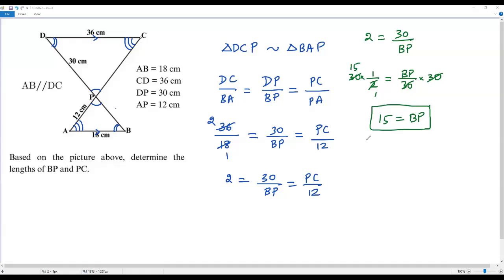So the length of BP is 15 centimeters. Okay, now to get the length of PC, we can equate the first quantity and the third quantity. Since all three quantities are equal, we can equate any two of them. So I equate the first quantity and the last quantity, so that I can solve for PC. I'm getting 2 equals PC over 12. To solve for PC, I have to get rid of the denominator 12. For that, I multiply both sides by 12, so this 12 will cancel out. I'm getting 24 equals PC. I got the length of PC. So the length of PC is 24 centimeters.